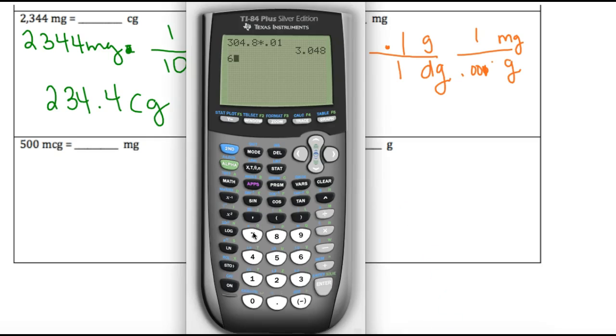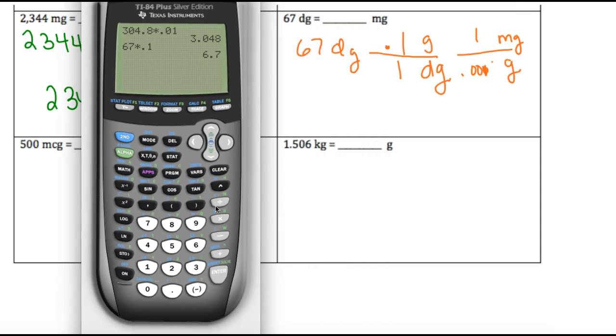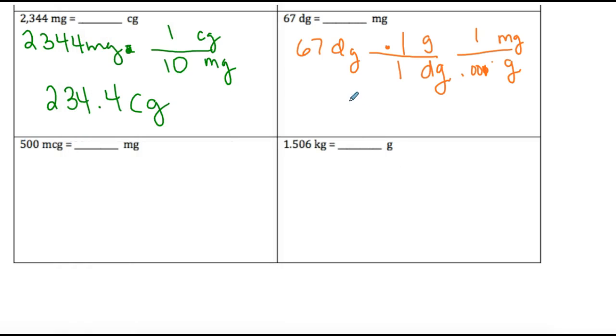I'm going to do 67 times 0.1. Those are my numbers in my numerator, 6.7. And then I'm going to divide it by 0.001. And that gives me 6,700. And so if we would have multiplied by 10 to get to centigrams, that would be 670 centigrams. And then 10 again, that's where the second zero comes for milligrams.